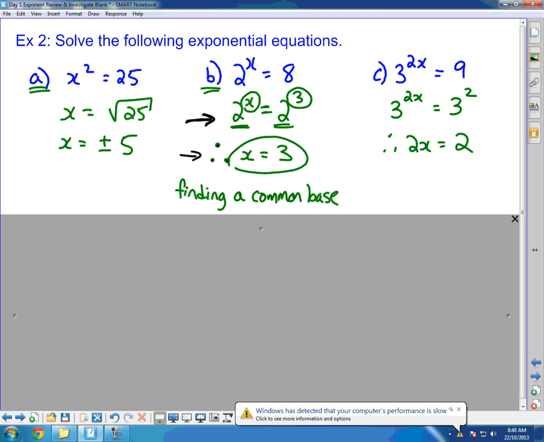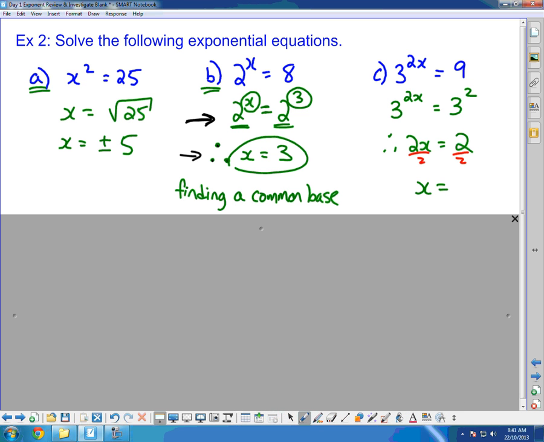Please don't forget that therefore symbol, because it makes me happy as a mathematician. Now, in this case, we don't have the answer right away, but we can do a quick little algebra and divide both sides by 2. And we get x equals 1.